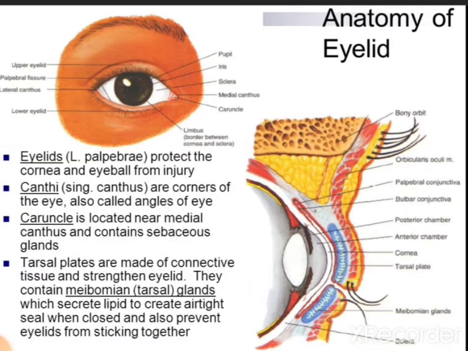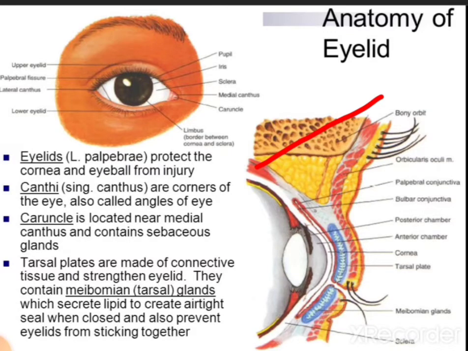Anatomy of the eyelid. Eyelid contains a muscle known as levator palpebrae. It protects the cornea and eyeball from injury. In the diagram we can see the levator palpebrae superioris muscle, which is the palpebral muscle responsible for blinking of the eyes. Then we have canthi. Singular word is canthus. These are the corners of the eye, also known as angles of the eye.